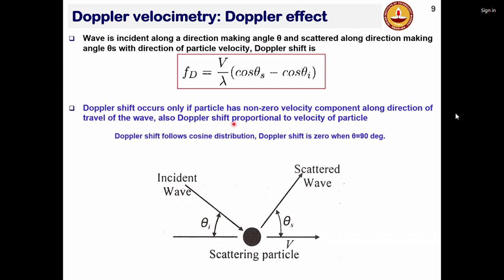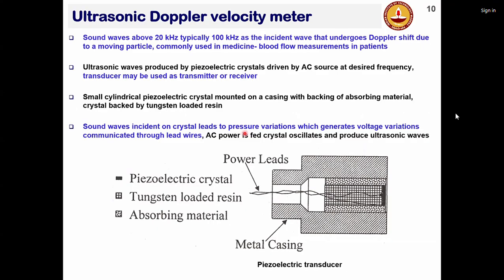If the velocity of the particle is higher, that means the shift in the frequency between the incident and scattered wave is going to be larger. The Doppler shift follows a cosine distribution, and this would basically be 0 when theta becomes 90 degrees. So when cos theta S and cos theta I become equal, or theta S and theta I become 90 degrees, then this Doppler frequency becomes 0. This principle is used to develop the ultrasonic velocimeter.